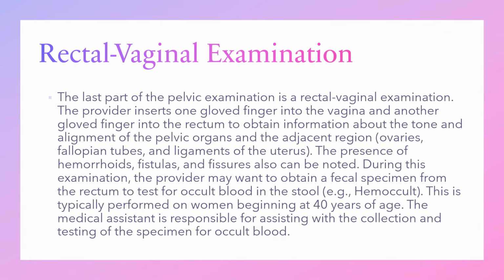During this examination, the provider may want to obtain a fecal specimen from the rectum to test for occult blood in the stool, which is something that you already went over Tuesday, but it's hidden blood that's in the stool. This is typically performed on women beginning at 40 years of age. The medical assistant is responsible for assisting with the collection and testing of the specimen for occult blood. I will say, not with every single gynecological examination will they always include this, and they won't always include the occult blood test.